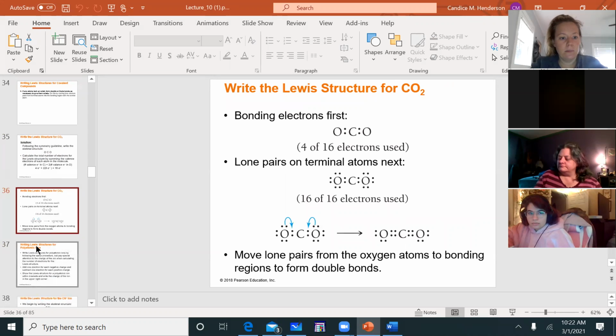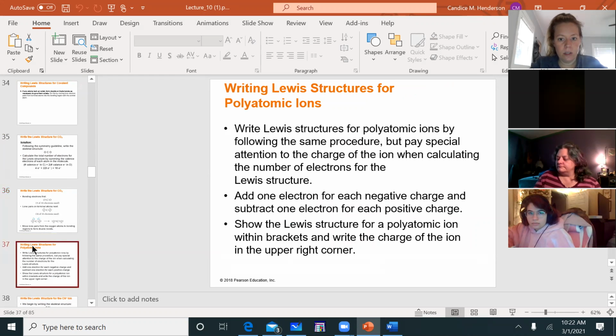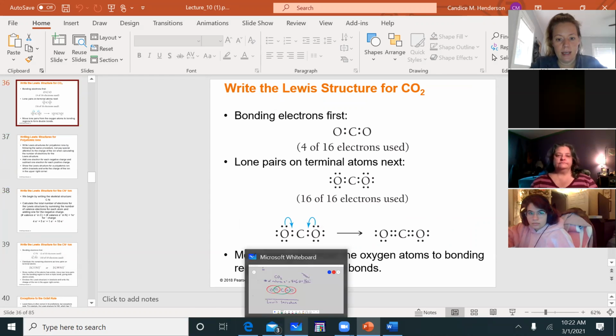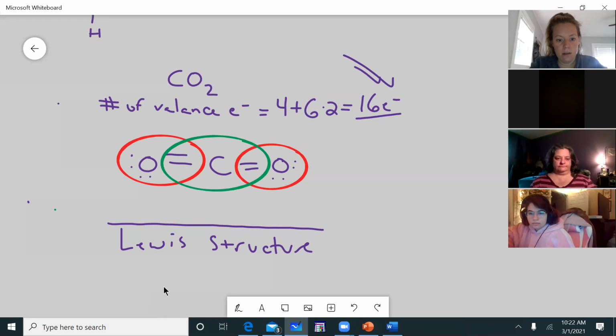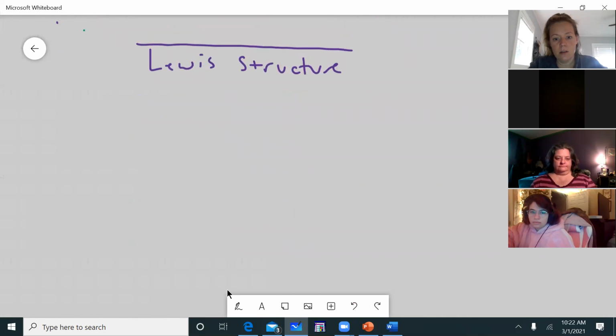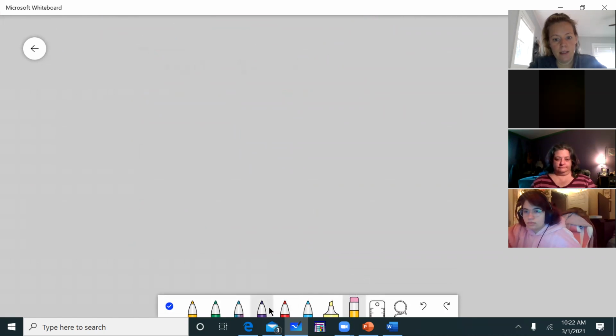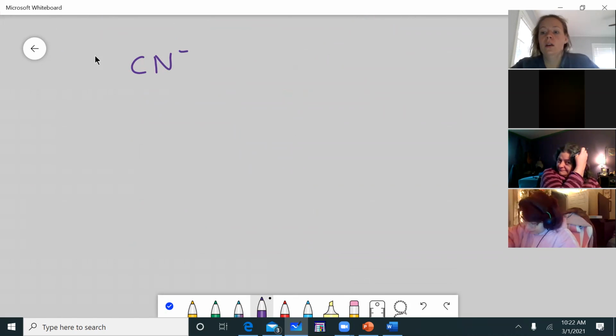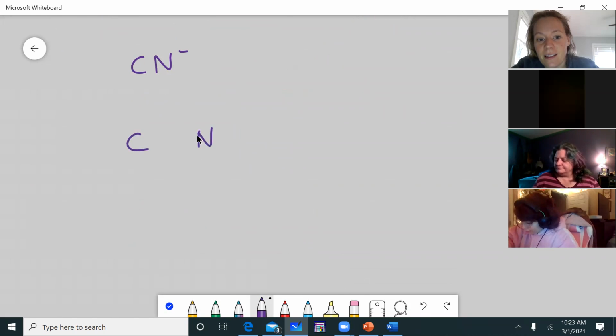So we pretty much did structure. All right, let's do cyanide. Cyanide is a polyatomic ion, CN with a minus charge. There's only 2 of them, so they're just going to be next to each other. So the structure is going to look like this: here's a C, here's the N.